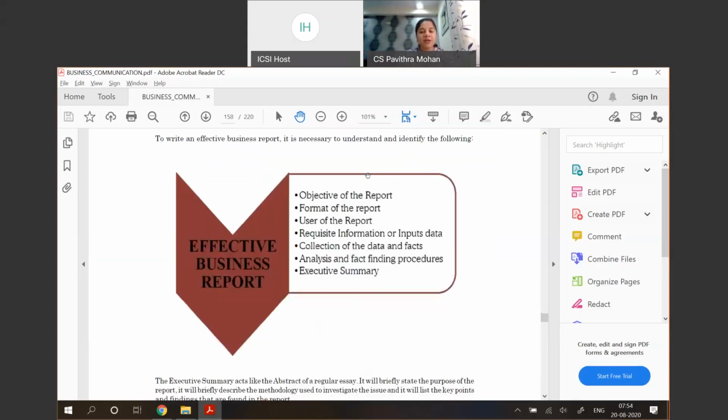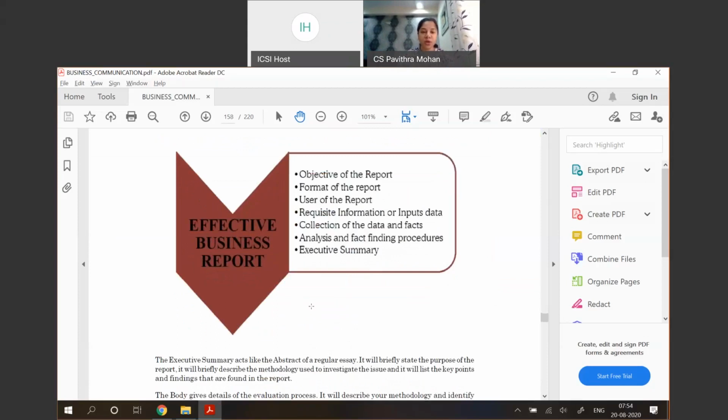Okay, so after this, what are the effective business report points to be kept in mind? Here, you have to ensure the objective of the report is clearly told at the beginning in the executive summary. Then, what is the format of the report? Kindly maintain the same format throughout the report. If it is 100 pages, ensure the font, the size of the font, and the color of the font are the same. If you're highlighting key findings in red or some other color, maintain the same throughout the report.